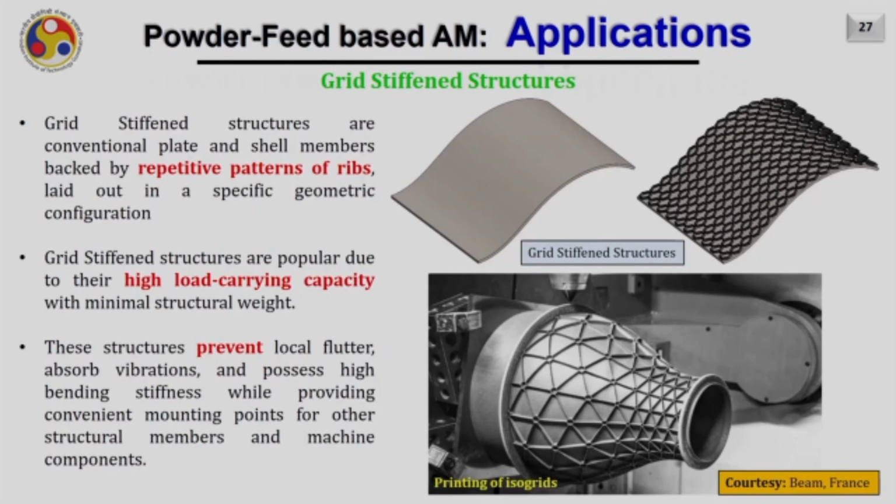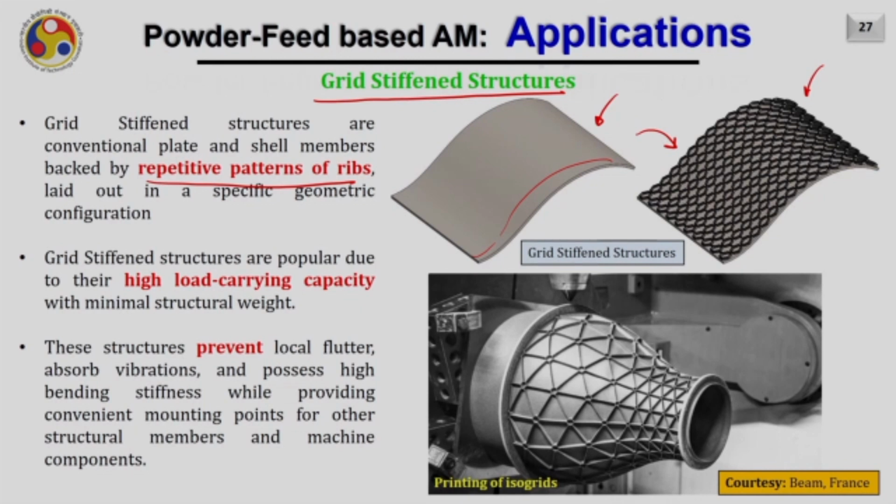The recent emerging area of the powder feed based additive manufacturing is the grid stiffened structures. So, the grid stiffened structures are conventionally plates and shell members backed by repetitive patterns of ribs laid out in a specific geometric configuration. So, for example, this is the part you are having, it is almost a plate kind of a shape. Now, to make it more stiff, here as you see, some ribs are deposited and they are following a pattern to repeat themselves on the entire surface. This is called as grid stiffened structure.